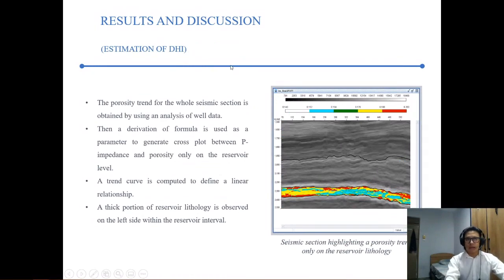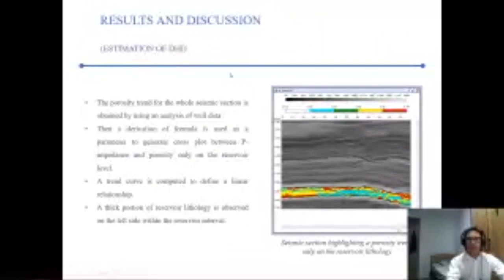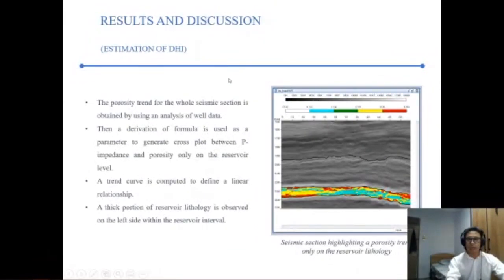The result for estimating DHI, direct hydrocarbon indicator, is the porosity trend. The porosity trend for the whole seismic is obtained by using an analysis of well data. Then a derivation of formula is used as a parameter to generate crossplot between P impedance and porosity only on the reservoir level. Then a trend curve is computed to define a linear relationship. In the figure, we can observe that a thick portion of reservoir lithology is observed on the left side within the reservoir interval.